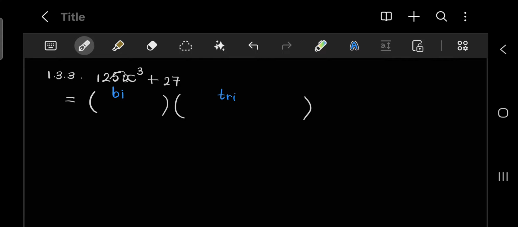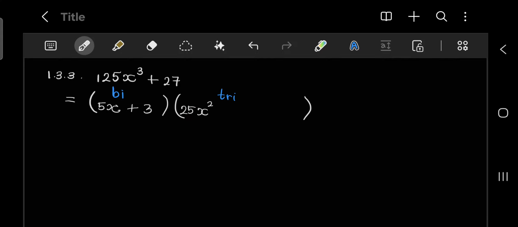Now, to get the binomial, it is dependent on the question. So you guys are going to say cube root of 125, that is going to give you 5. The cube root of x cubed is x. The cube root of positive 27 is positive 3. So you get that first bracket, that binomial, by cube rooting the question. Now, to get the trinomial depends on the binomial. To get the first term, we are going to square this first term. So 5x times 5x would give you 25x squared.